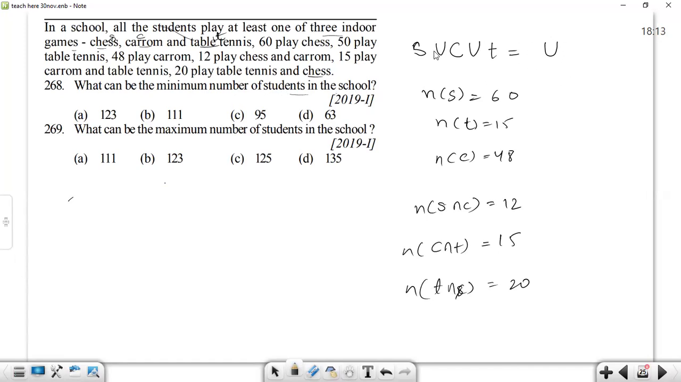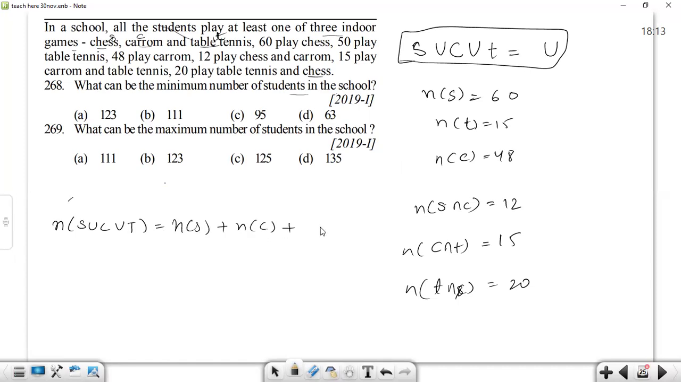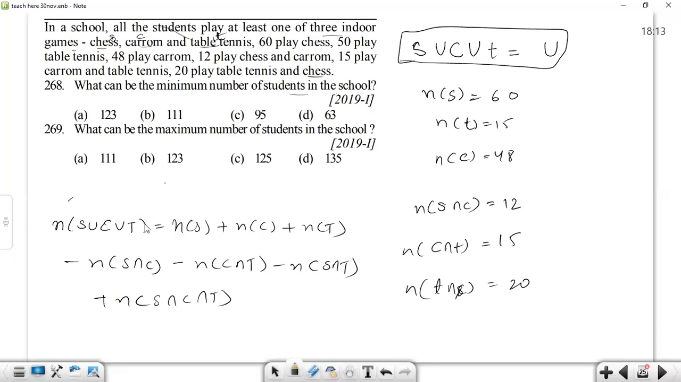The number of students in the school means the union set of all 3 subsets. So let's solve for this: n of S plus n of C plus n of T, minus n of the intersections of two sets, and plus the intersection of all the sets. Now we have to find its minimum and maximum value.